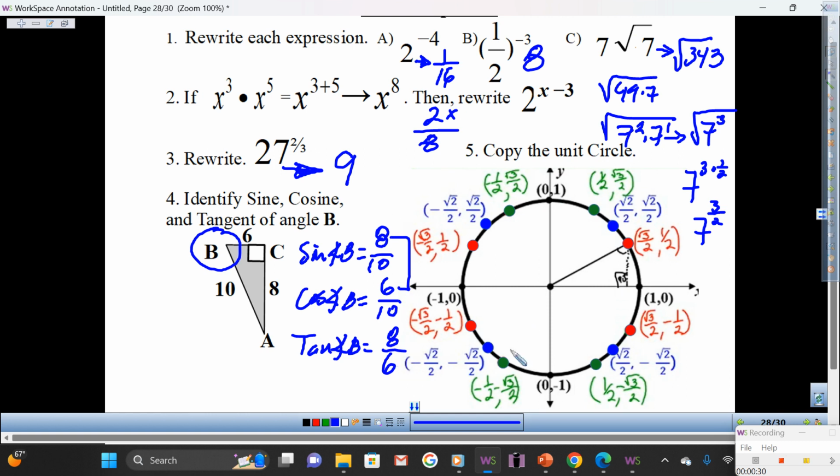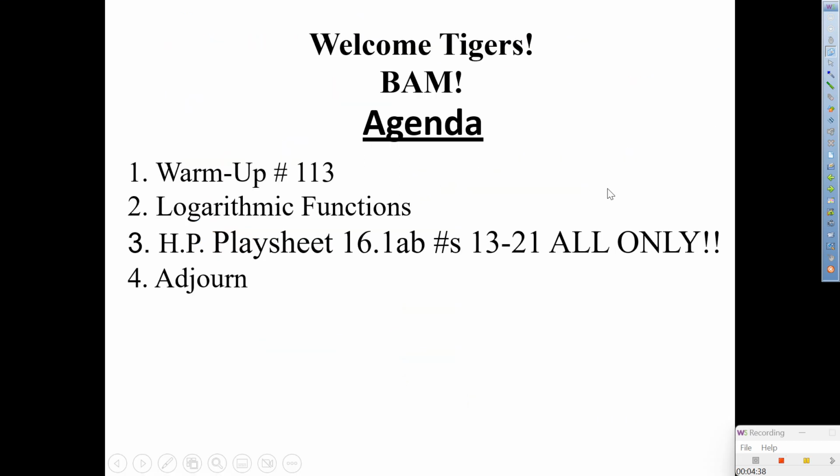All right, and by now you have the unit circle down, yes? So if I was to ask you to clear your desk, get a blank sheet of paper, you would be able to... No, we need more practice. Okay, fine. Copy the agenda, please.